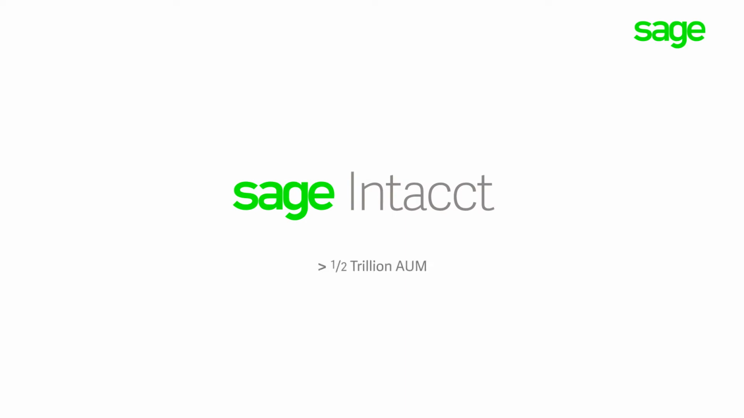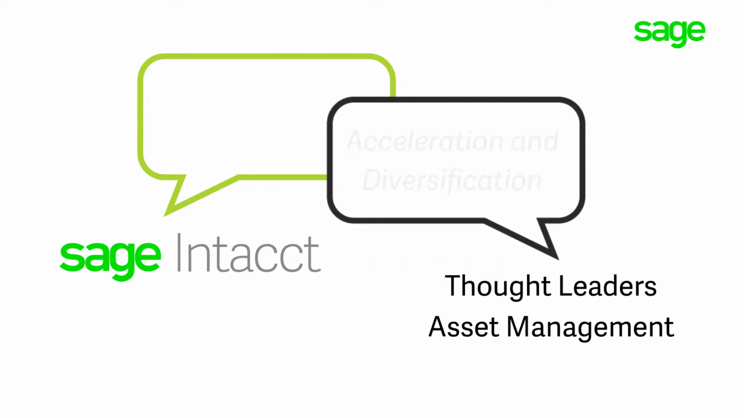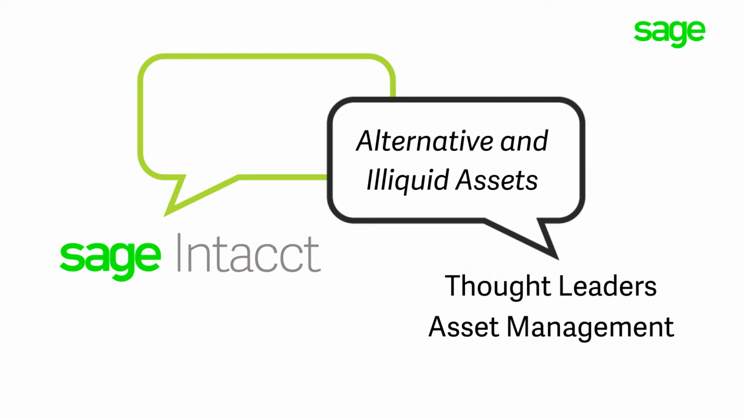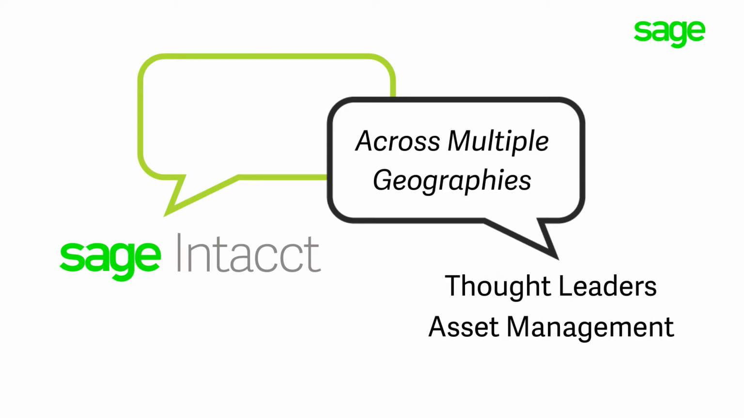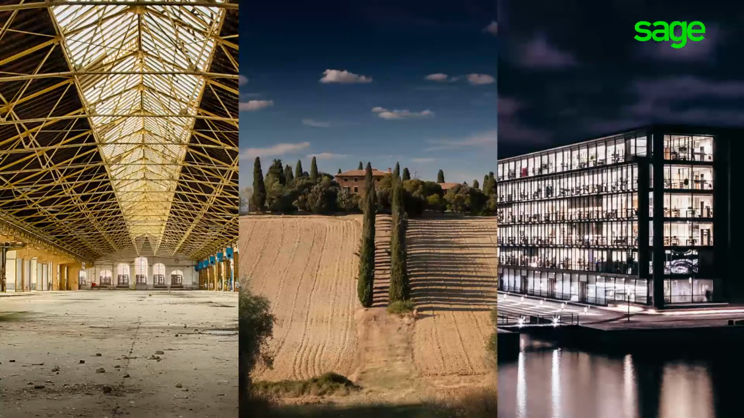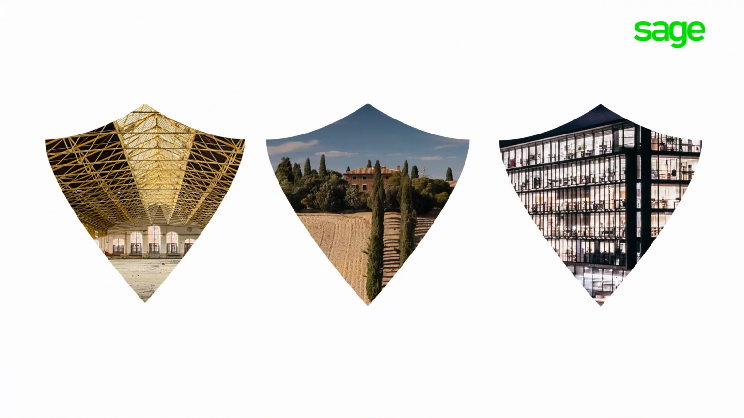Introducing Sage Intacct, the cloud financial system meeting these demands for asset management firms and used for over $500 billion in assets under management. Interviews with thought leaders in asset management have brought to light the acceleration and the diversification into alternative and illiquid assets such as real estate, infrastructure, private equity, hedge funds, or private debt, potentially across multiple geographies. They've recognized the need to protect clients through not only more legal entities, but also more complex legal structures.